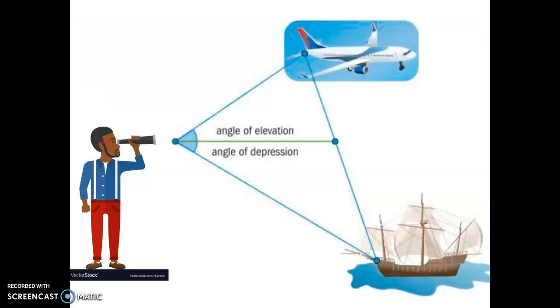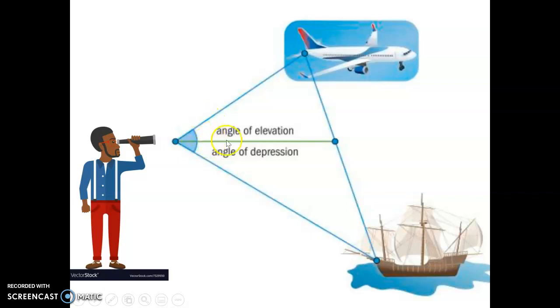Okay, so angles of elevation and depression. Imagine somebody looks straight ahead. When they look straight ahead, we say there's no angle. They're looking across a horizontal, like they're looking horizontally across space. However, as soon as they raise their gaze, there's an angle of elevation.